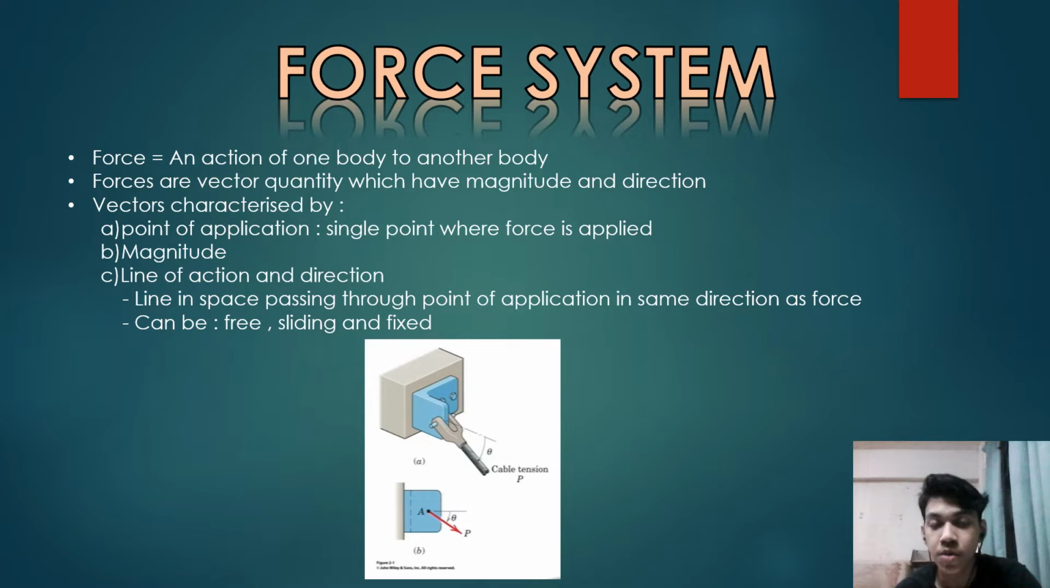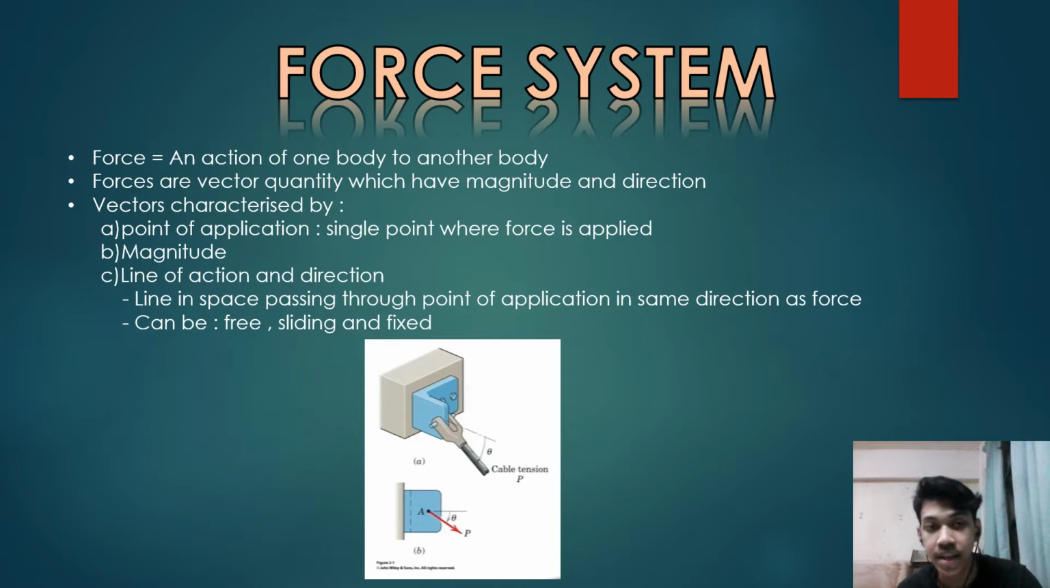Next, we are going to talk about force systems. Force is an action of one body on another body, and force is also a vector quantity which has a magnitude and direction. A vector is characterized by certain characteristics. The first characteristic is the point of application. Point of application is a single point where the force is applied. So basically, if you see the diagram below, A is what we call the point of application.